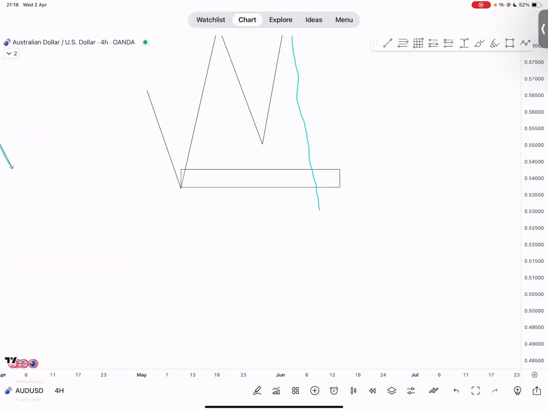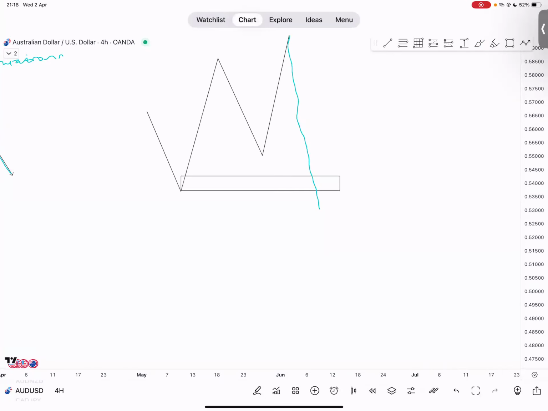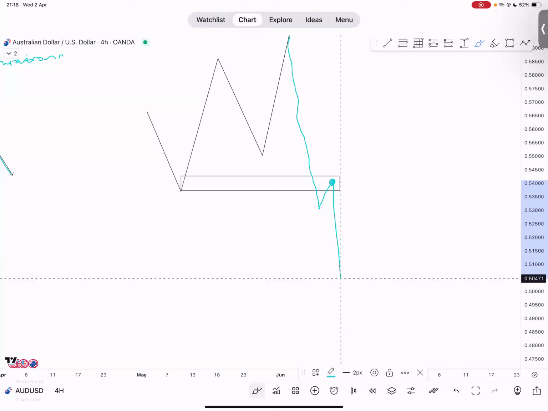How is that represented? When price breaks through it just like this, it comes back to mitigate the breaker block, or the previous order block that was filled, right? Mitigate the previous order block that was filled, and sell just like this, right?